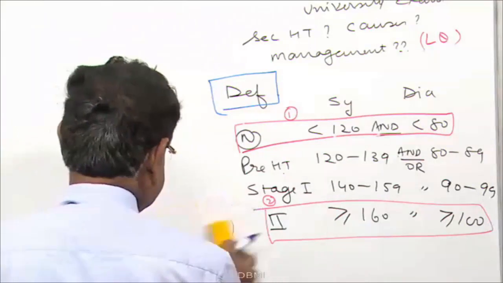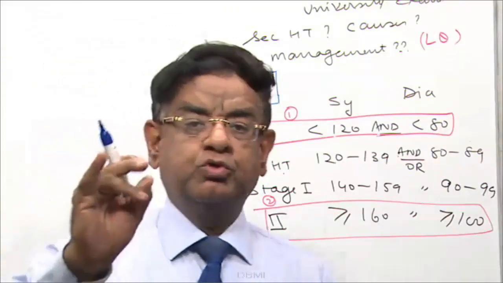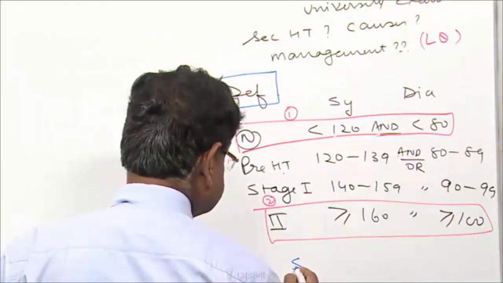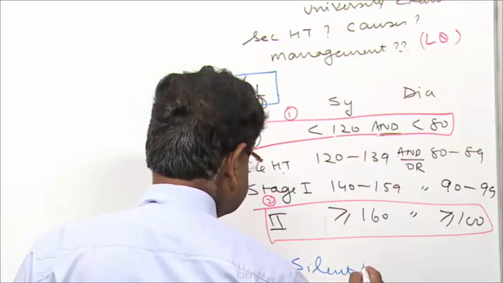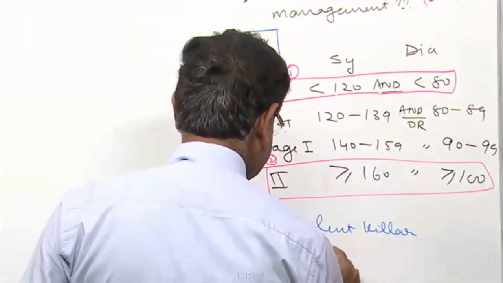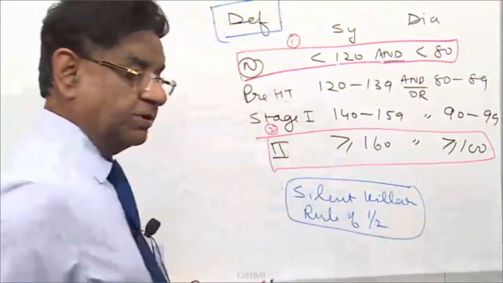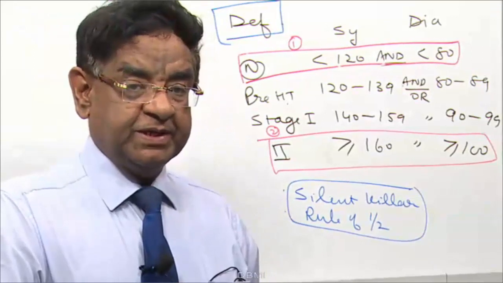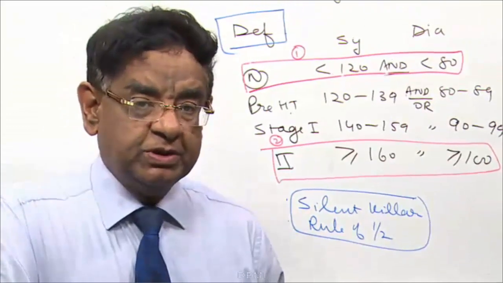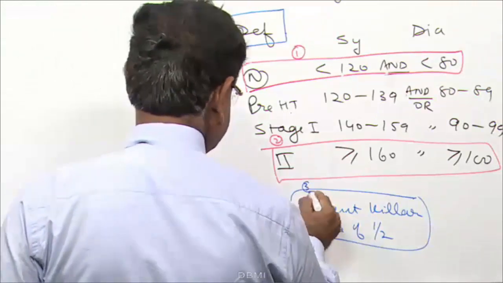Now there are two very important viva questions. Hypertension is also known as silent killer disease. And the rule of half applies to hypertension. This you can write down. In theory also, when you are writing your final prof exam, you write that hypertension is also known as silent killer disease and rule of half applies to hypertension. Third point, this is circle number three.